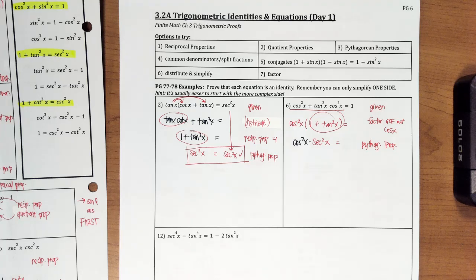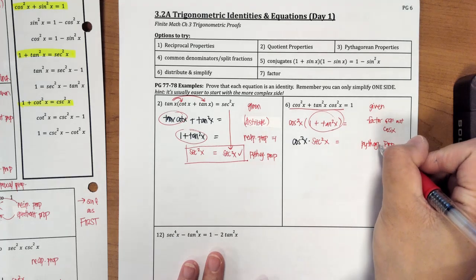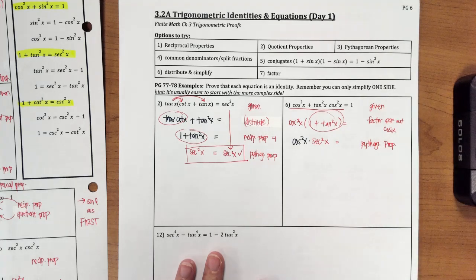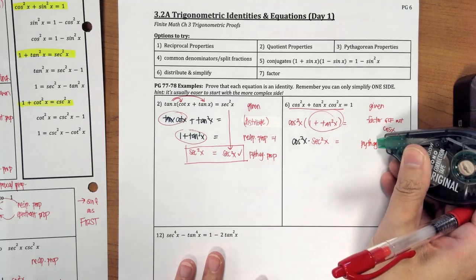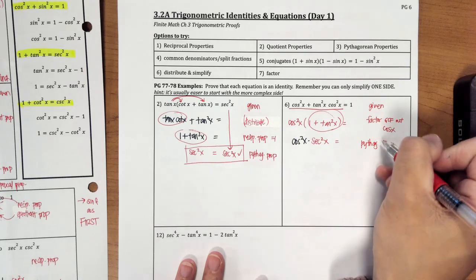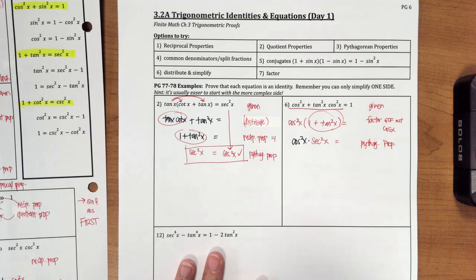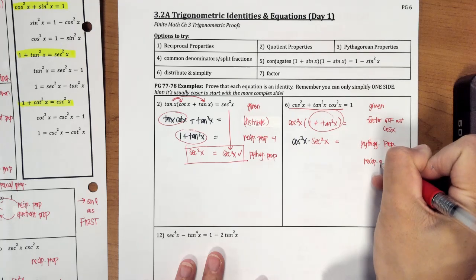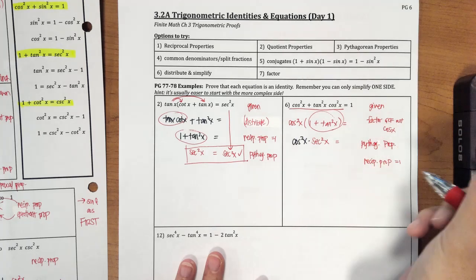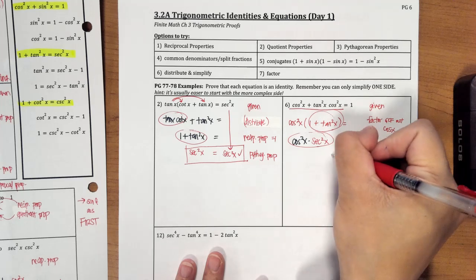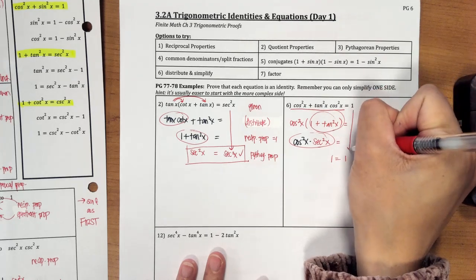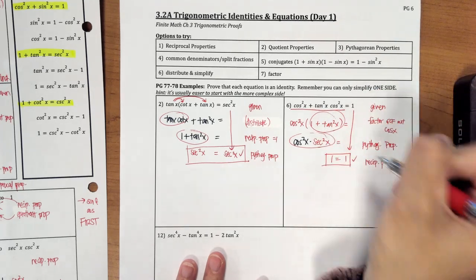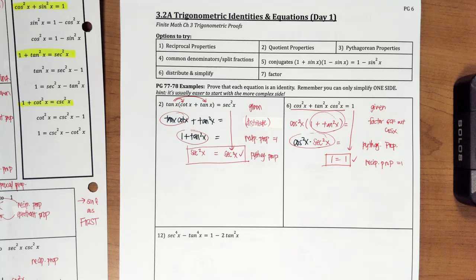And we know that cosine times secant, that looks like a Pythag. Simplify that a little. Okay, we know that cosine and secant equal 1. This is a reciprocal property. So then we have 1 equals 1. So far, so good? Let's keep going.